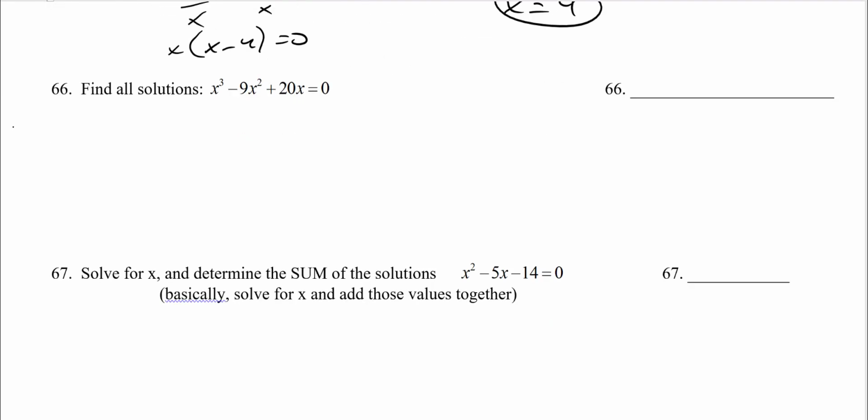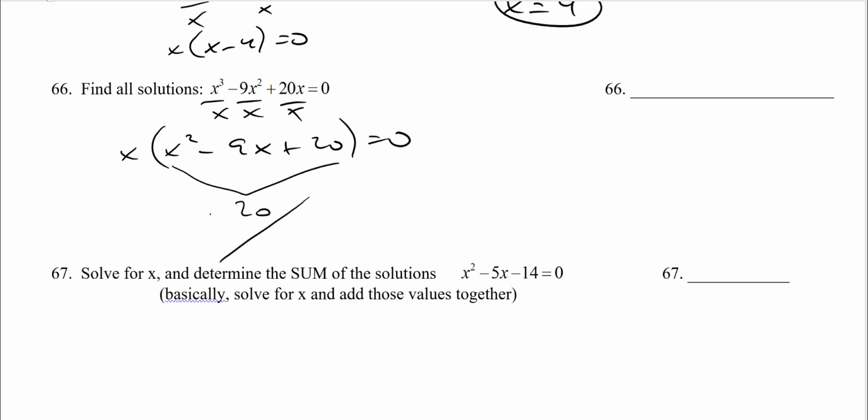Okay? 66, you got a cube there, guys, and they each have an x, so you're going to factor out an x. That's going to be another solution. So you get x times x squared minus 9x plus 20 equals 0. Okay, and then you got to factor this part. So you get 20. It's negative 9 here. So what gives you negative 9? 5 and 4. Negative 5 and negative 4. Okay, so I get x parentheses x minus 5, x minus 4 equals 0.